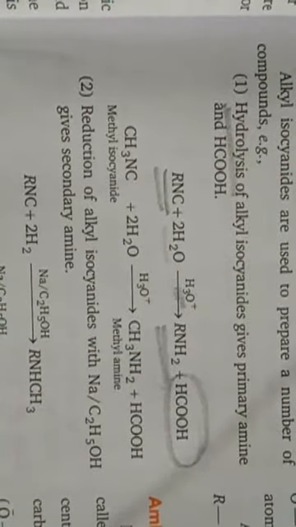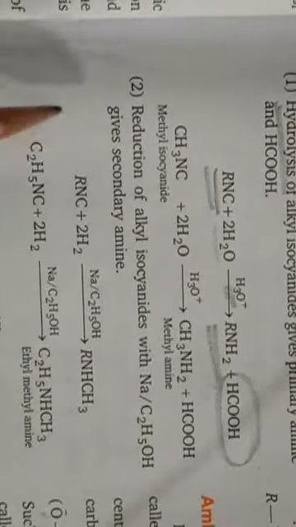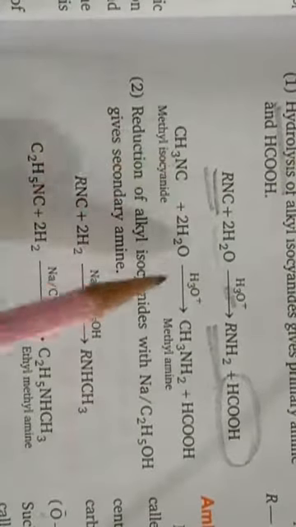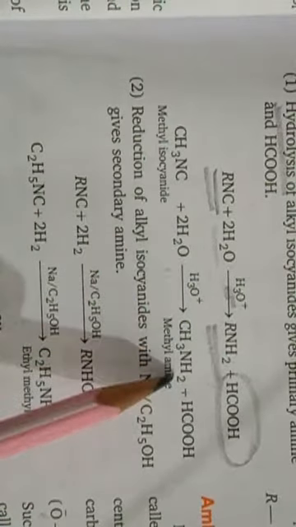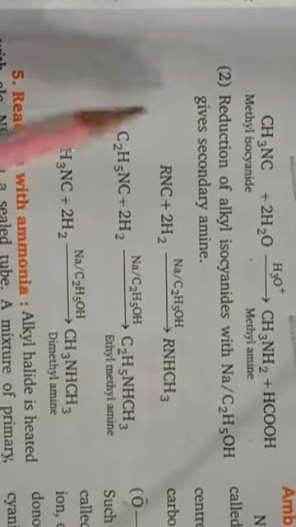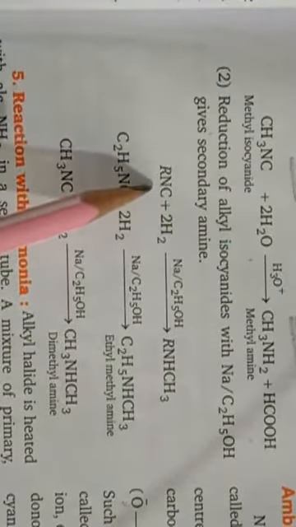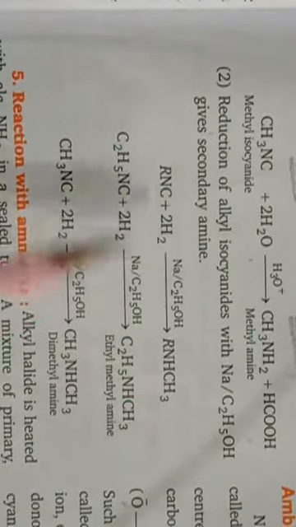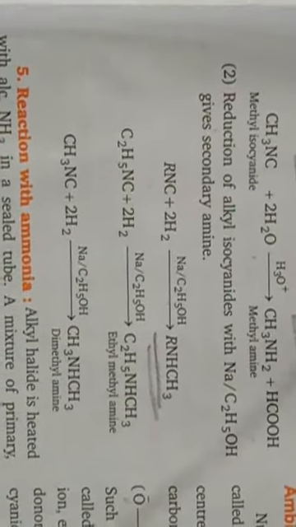Okay children, formic acid will always be a byproduct, along with the related primary amine. For example, when methyl isocyanide is hydrolyzed, we get methylamine plus formic acid. Second is reduction. We can reduce alkyl isocyanide, and under reduction conditions, in the presence of sodium and ethanol, secondary amines will form.